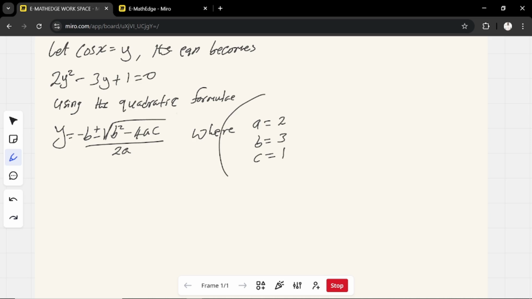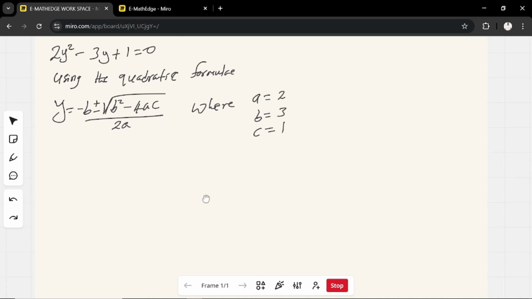So having obtained these values, the next thing to do is to substitute them into this formula for us to be able to obtain the value of y, which we can now transform to be cos x. So let's quickly go ahead and do that.